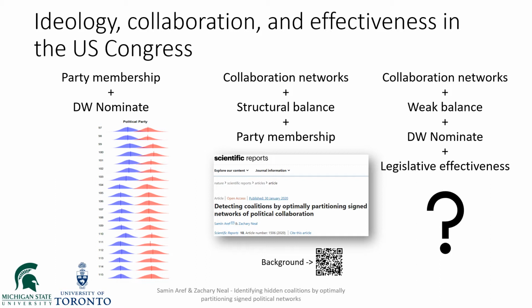We're going to use weak balance or generalized balance, which gives us more flexibility in partitioning the networks. And we also make use of legislative effectiveness data on these legislators, which represent how effective members of the US House of Representatives are in passing bills.